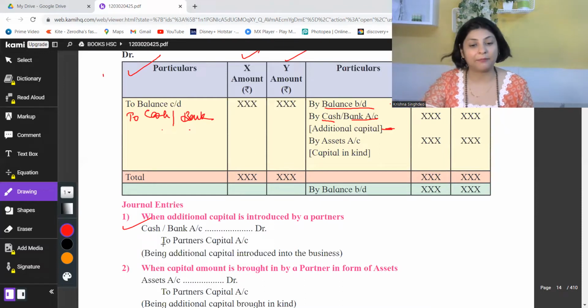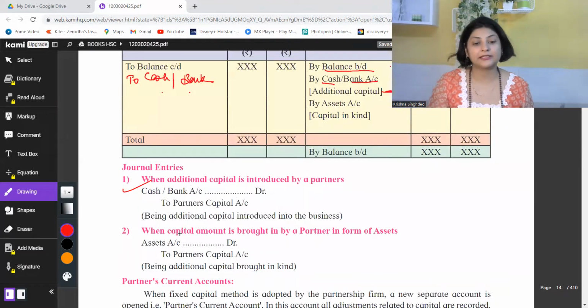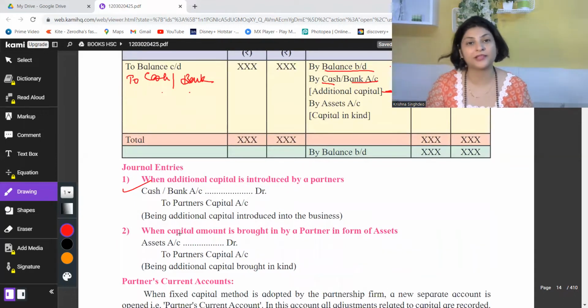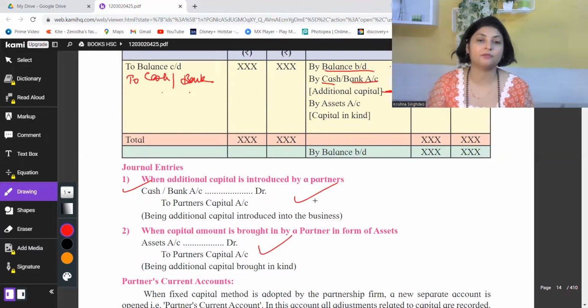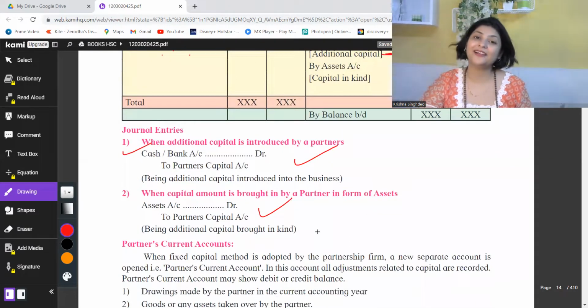Okay, then when capital is brought in by the partner in the form of an asset instead of cash, if a partner is bringing any asset, the entry will be asset account debit to partner's capital account. So these two entries are going to be passed on the credit side. And what will happen on the debit side?